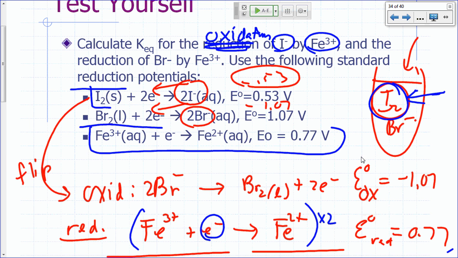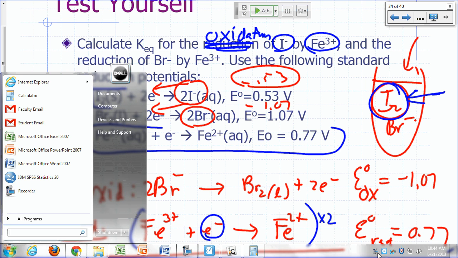This might be a good time to pause. We're going to talk about electrolytic cells next.